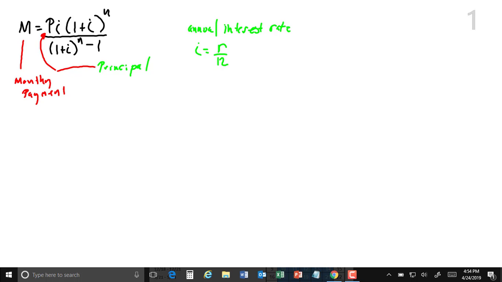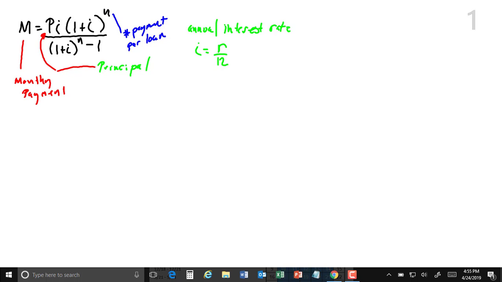And then here we have N, which is the number of months, the number of payments per loan period, per the whole loan. So like in a 30-year, you have 360 payments, okay?